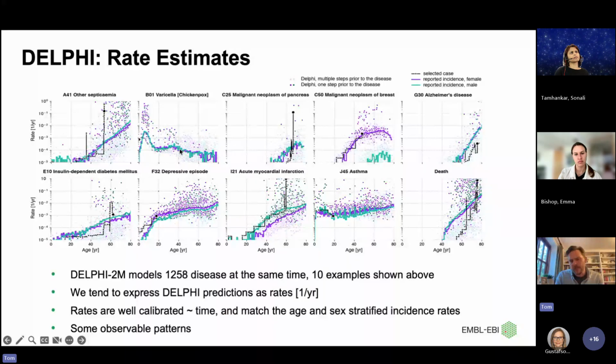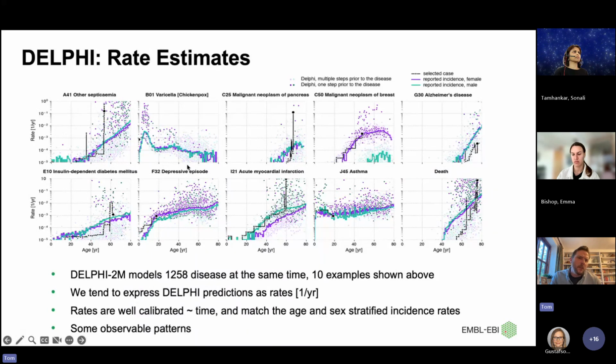And there's a few things that you can see. On the whole, most of the model's predictions mirror the incidence rates quite well, but there is some spread, and that is a nice feature of the model. We like to be able to separate individuals at higher or lower risk at any point in their life, and a lot of the patterns that you might see here make sense. For example, diseases like Alzheimer's disease or death increase much more later on in life, whereas childhood conditions like chickenpox are highly likely earlier on in life and then tail away.